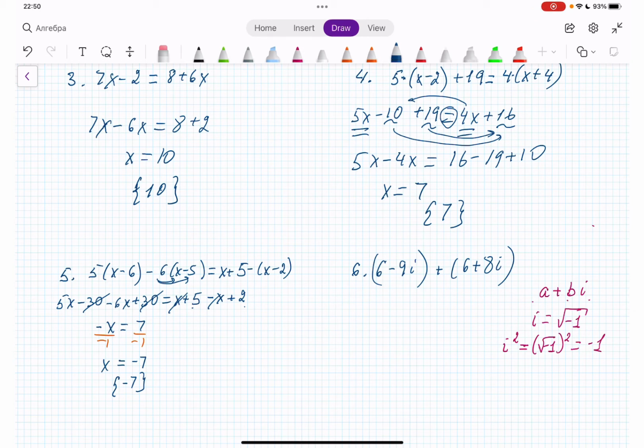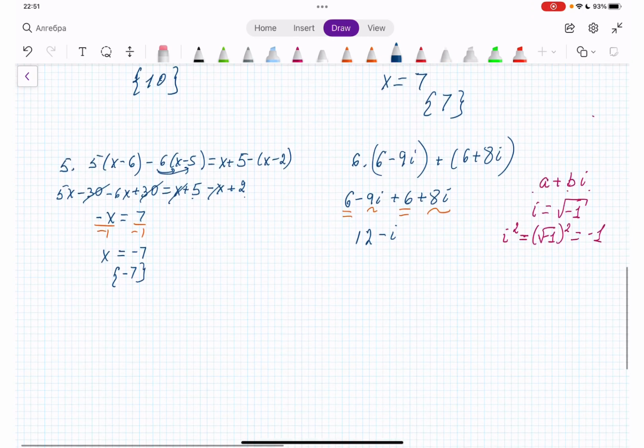Let's work on it. Since there is a plus between them, I don't need parentheses, so I can drop the parentheses, and I will have 6 minus 9i plus 6 plus 8i. So numbers with i are like terms, and real numbers are like terms. Therefore, 6 plus 6 is 12, and negative 9i plus 8i is negative i. And this is going to be our solution. Not solution, but simplified form. Okay?